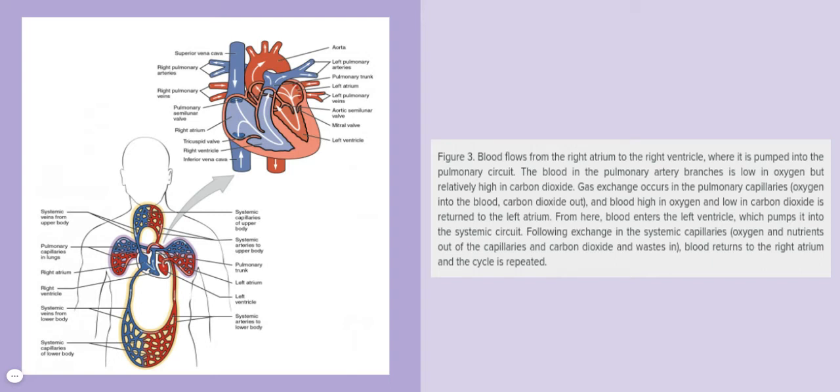The pulmonary circuit transports blood to and from the lungs, where it picks up oxygen and delivers carbon dioxide for exhalation. The systemic circuit transports oxygenated blood to virtually all of the tissues of the body and returns relatively deoxygenated blood and carbon dioxide to the heart to be sent back to the pulmonary circulation.